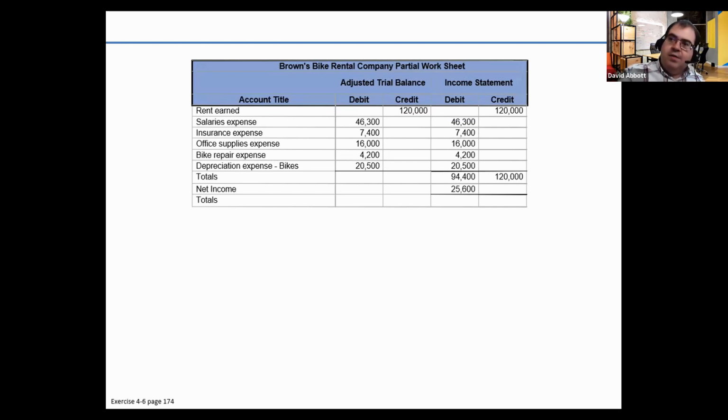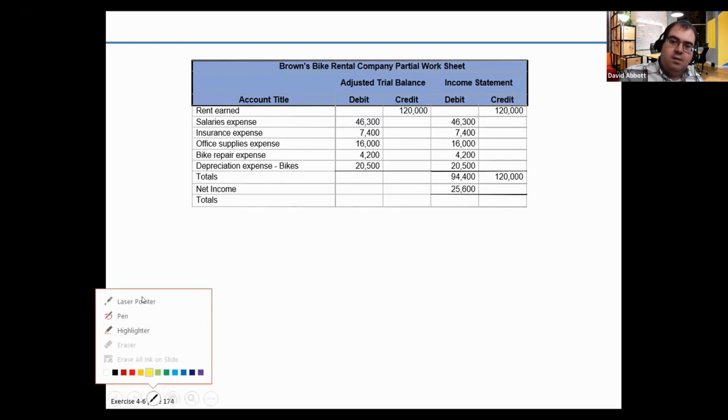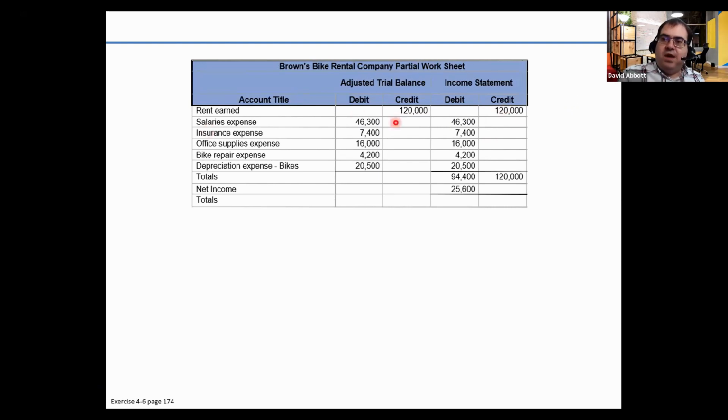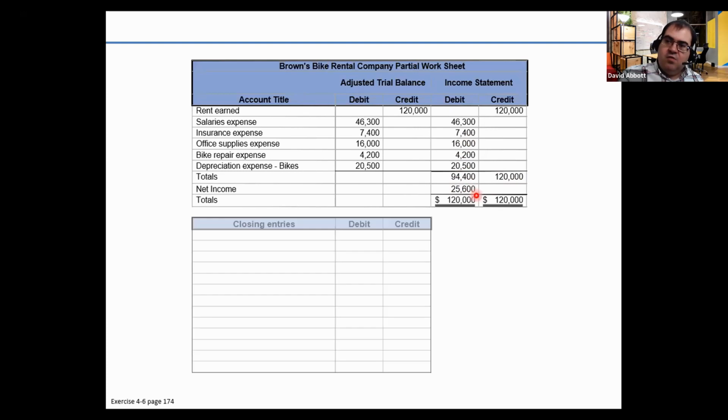Because they already figured out that this was for the, let's go down here real quick. Let me get the pointer. Okay. So we see here that rents earned would go up here. That's part of revenue. And then we see here the various expenses that they had. So they had salaries expense, insurance, etc. They had a total of $94,400 in expenses, total revenue of $120,000. So they had net income, or another way of saying it would be profit, of $25,600. And so you just bring those down.